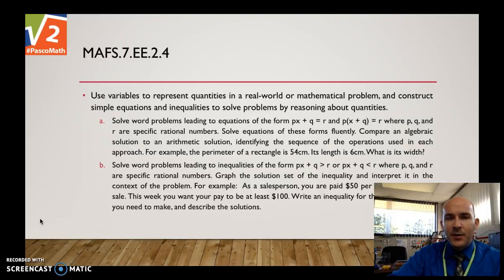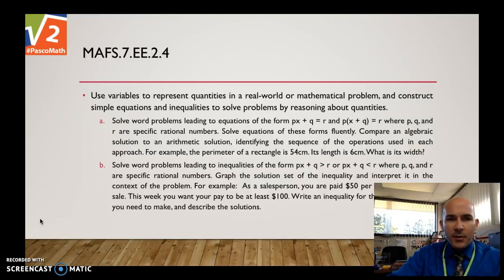So the example there is perimeter of a rectangle is 54 centimeters, is length 6, what's the width? So they can model that with an equation, or they can just draw a picture and figure it out, just using some basic number sense as well. So that's the difference between an arithmetic solution and the algebraic solution.